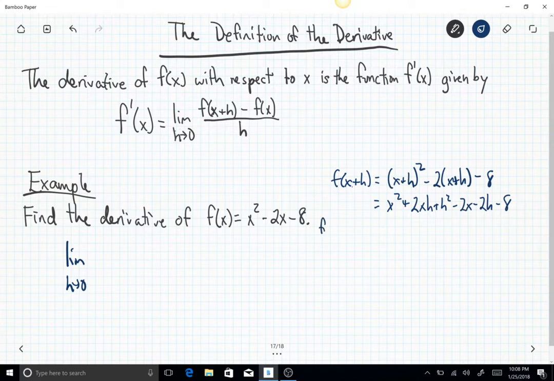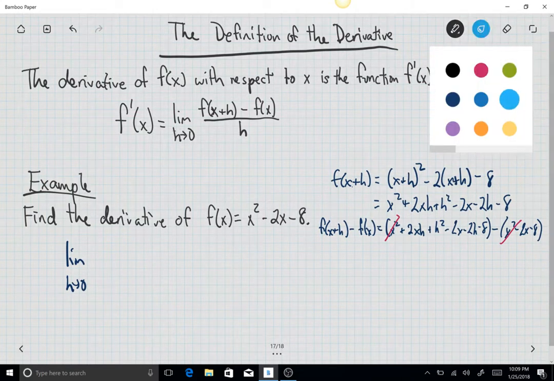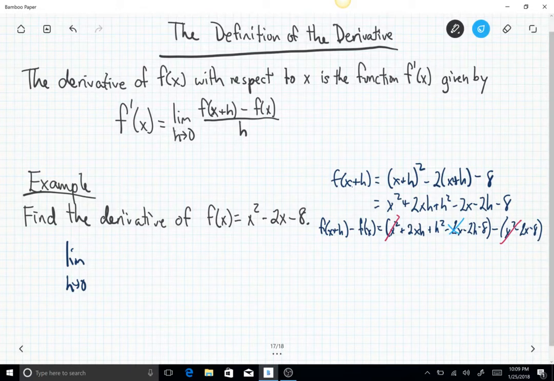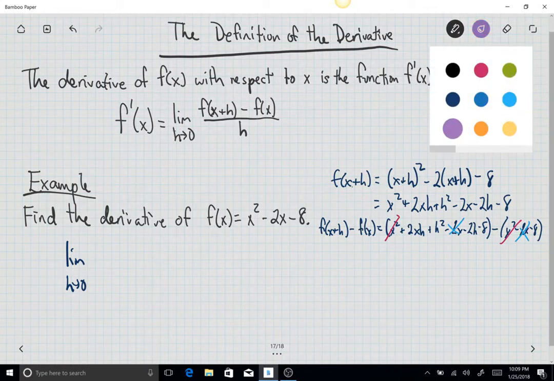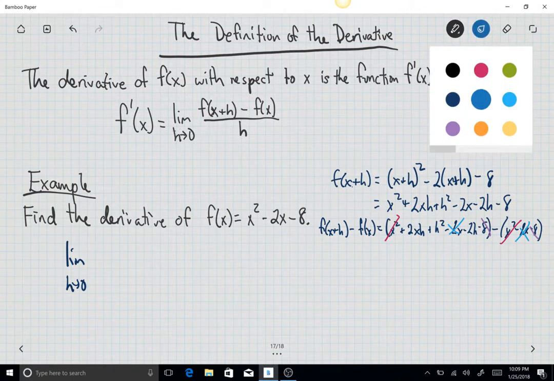Now if you take f of x plus h minus f of x, get ready for our fire sale here. You get x squared plus 2xh plus h squared minus 2x minus 2h minus 8 minus x squared minus 2x minus 8. So what happens? Well, your x squareds, they're gone. Your 2x's, notice you have a negative 2x and another negative 2x that we're subtracting, that's gone. And then you have an 8, and that's gone. That's what should happen anytime you have a polynomial. Every time there's a polynomial, all those things should just cancel, and we're in good shape.